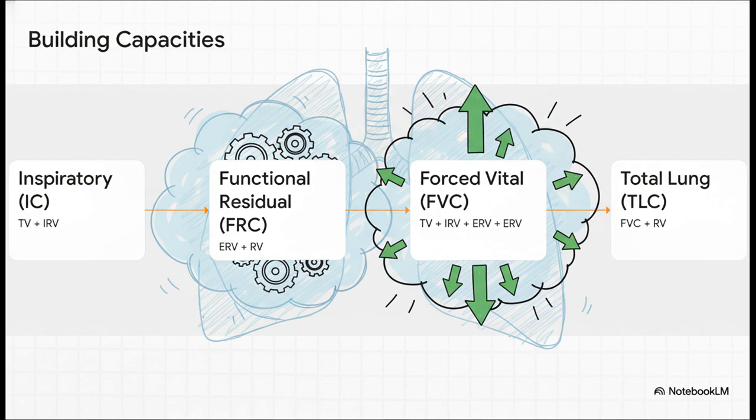Okay, so now that we have those 4 basic volumes, this is where it gets really interesting. We start combining them to get what we call capacities. Now look closely at the functional residual capacity, or FRC, and the total lung capacity, or TLC. See how they both use that unmeasurable residual volume? Well, that means you can't measure them with simple spirometry either. You need more advanced stuff for that. For our purposes, the most important one on this list is the forced vital capacity, or FVC. That's the total amount of air you can possibly blow out after taking the deepest breath you can.